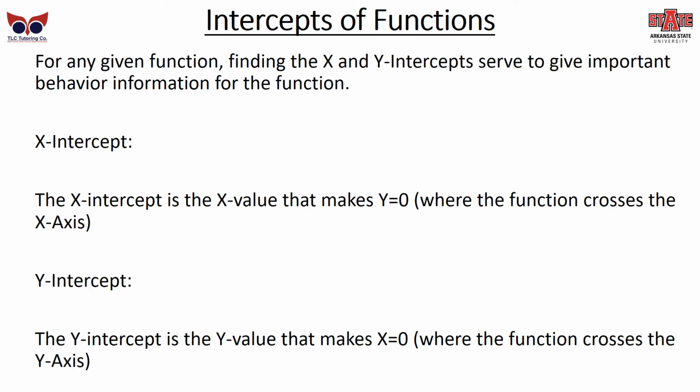Now, with any given function, finding the x and the y intercepts serve to give important behavior information for that function. So the x-intercept is the x value that makes y equal to 0. It's where the function crosses the x-axis. Similarly, the y-intercept is the y value that makes x equal to 0, where the function crosses the y-axis.